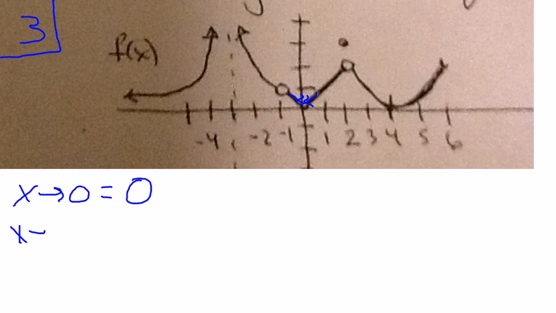Part B, as x goes to -1, now I'm looking here, as x goes to -1, from the left, it's going up, and from the right, looks like it's going towards the same point, which is the y value of 1.